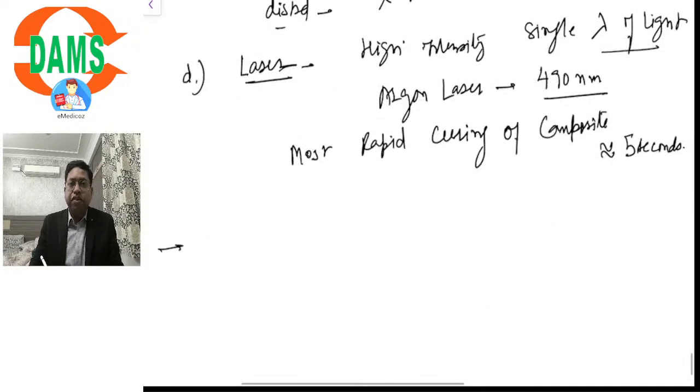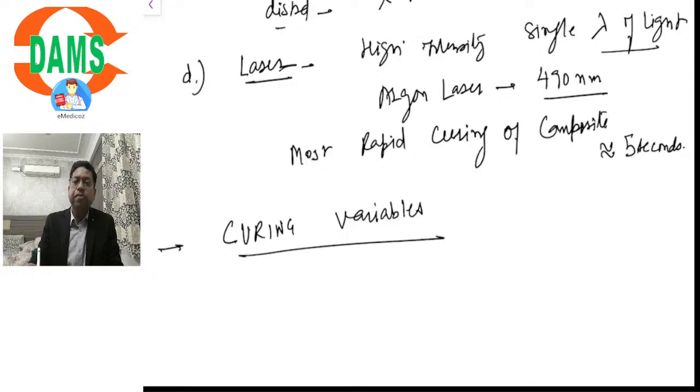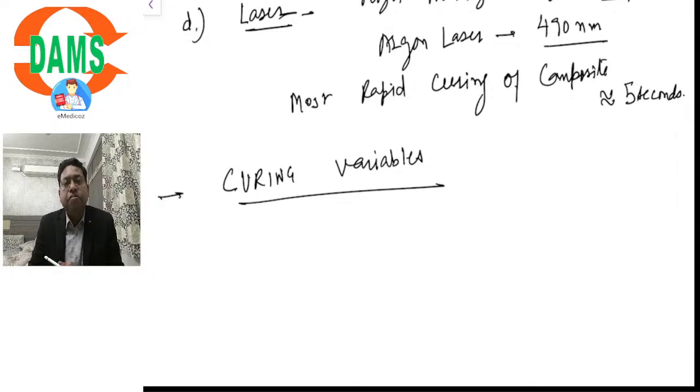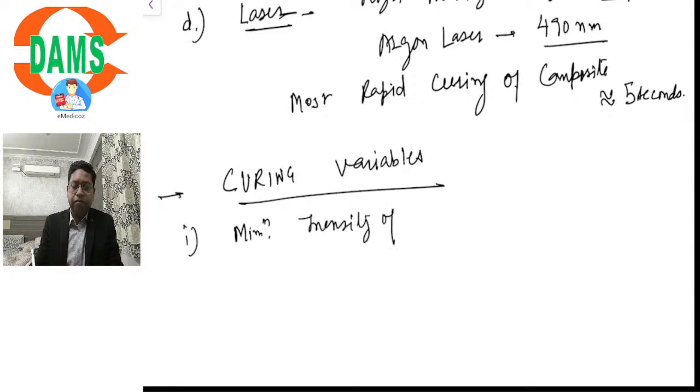Now, after the curing lights, we'll talk about the curing variables. Curing variables means what all factors need to be considered for the key clinical polymerization of visible light cured composites. Firstly, minimum intensity of light required for the successful curing of composites is 300 milliwatt per square centimeters.